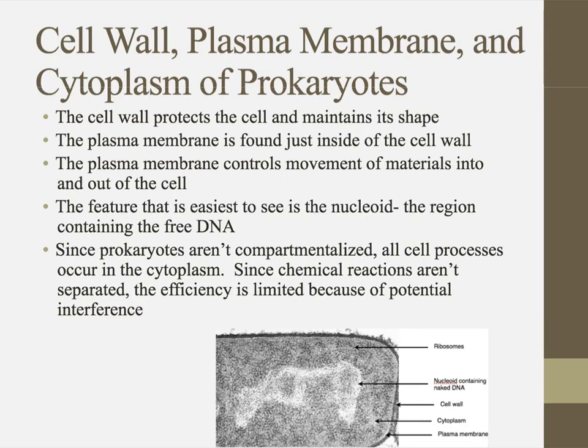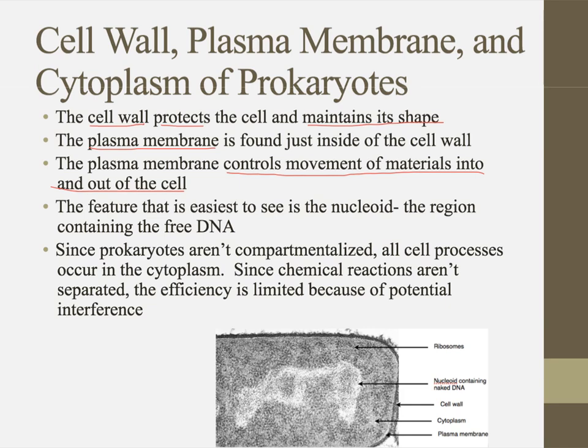So here's where we want to start, again, writing down the functions next to each of those structures. The cell wall is there for protection and for maintaining shape. The plasma membrane, you get a gold star in my book forever if you can remember that plasma membrane and cell membrane mean the same thing, is found just inside of it. What that does is it controls the movement of materials into and out of the cell. It's kind of like the bouncer of this crazy prokaryotic nightclub, really regulating what enters and exits the cell.